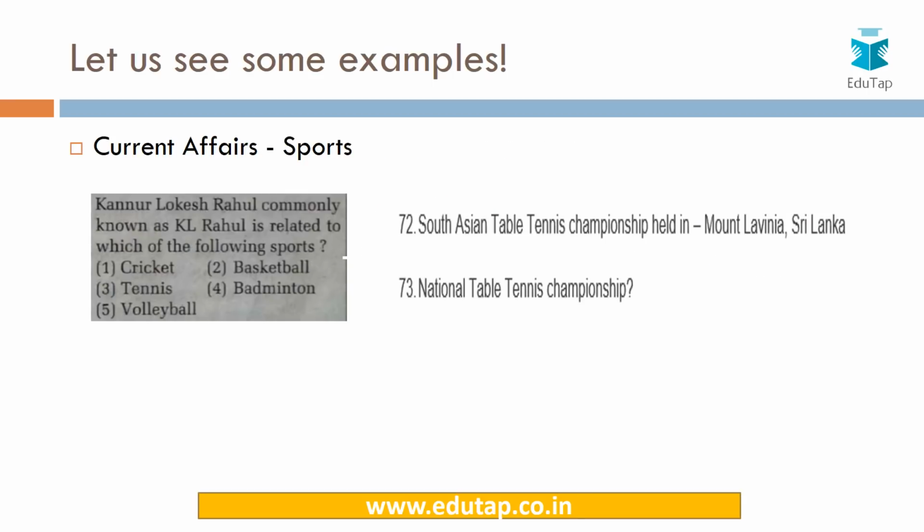Now let us have a look at the example from the sports subcategory of current affairs section. Here there was a question related to the sports personality. Kannur Lokesh Rahul, commonly known as KL Rahul, is related to which of the following sports? Next, the South Asian Table Tennis Championship was held in which place? Again, National Table Tennis Championship was held in which place? So basically we see the questions coming in related to sports personality, as in this case, as well as the venue of important championships which were held recently.